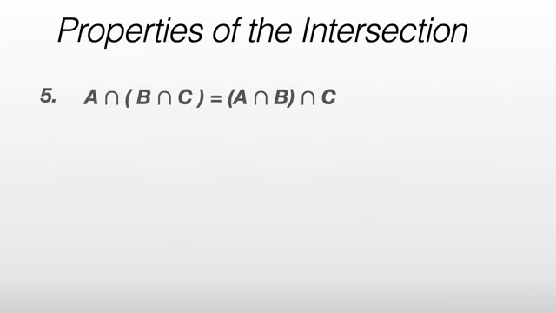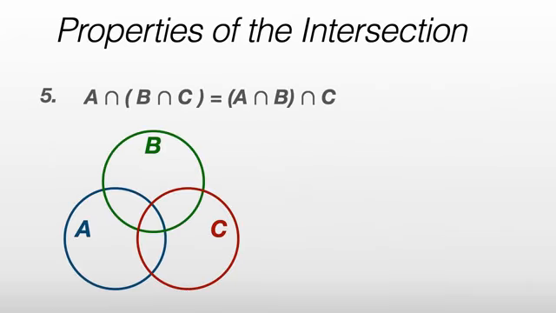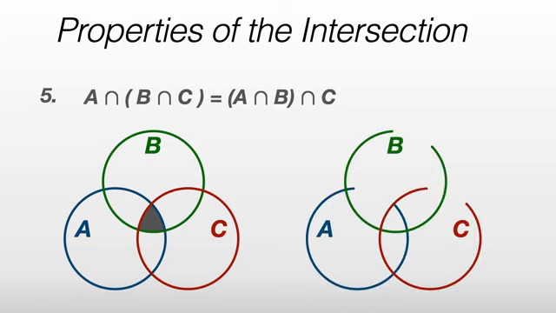Again, like with the union, the fact that the order doesn't matter extends to 3 or more sets with brackets. We can see that taking B intersect C, then the intersection of the result of that with A, is the same as taking the intersection of A and B, and then the intersection of that with C. In both cases, we end up with a set containing the elements found in A and B and C, the shaded area in the middle.